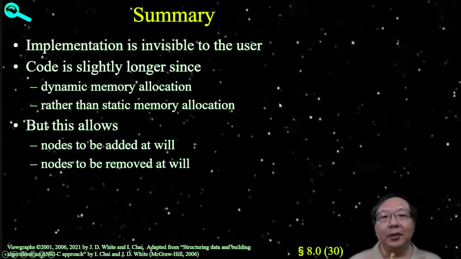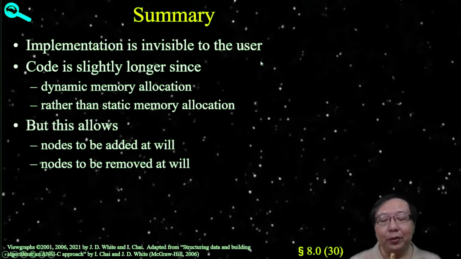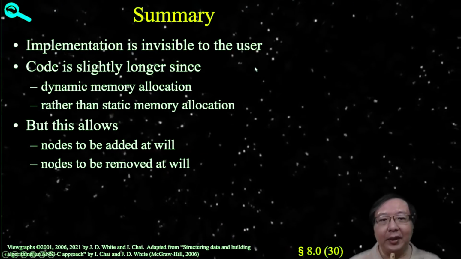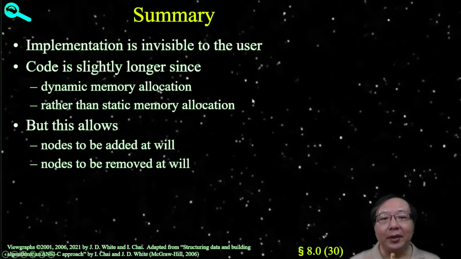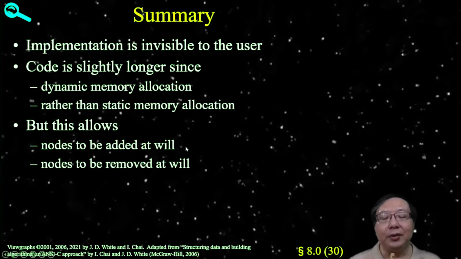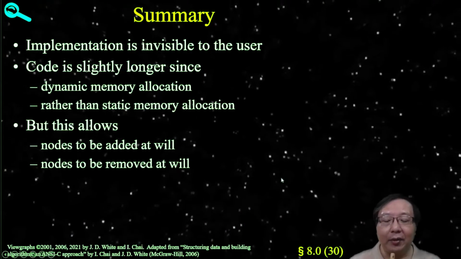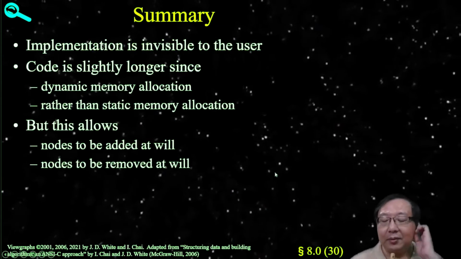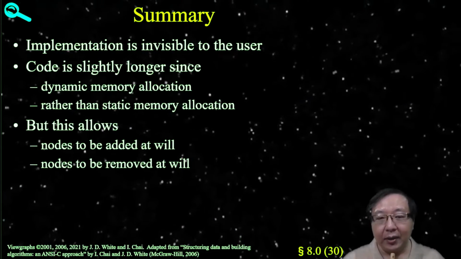So in summary, the implementation is invisible to the user. The output looks exactly the same to the user. The function calls are very similar. And the code is slightly longer because we have to do this dynamic memory allocation rather than static memory allocation. But this allows us to add nodes in the middle somewhere, and we can remove nodes anywhere along the line easily. So that's what we saw as advantages of linked lists over arrays earlier.